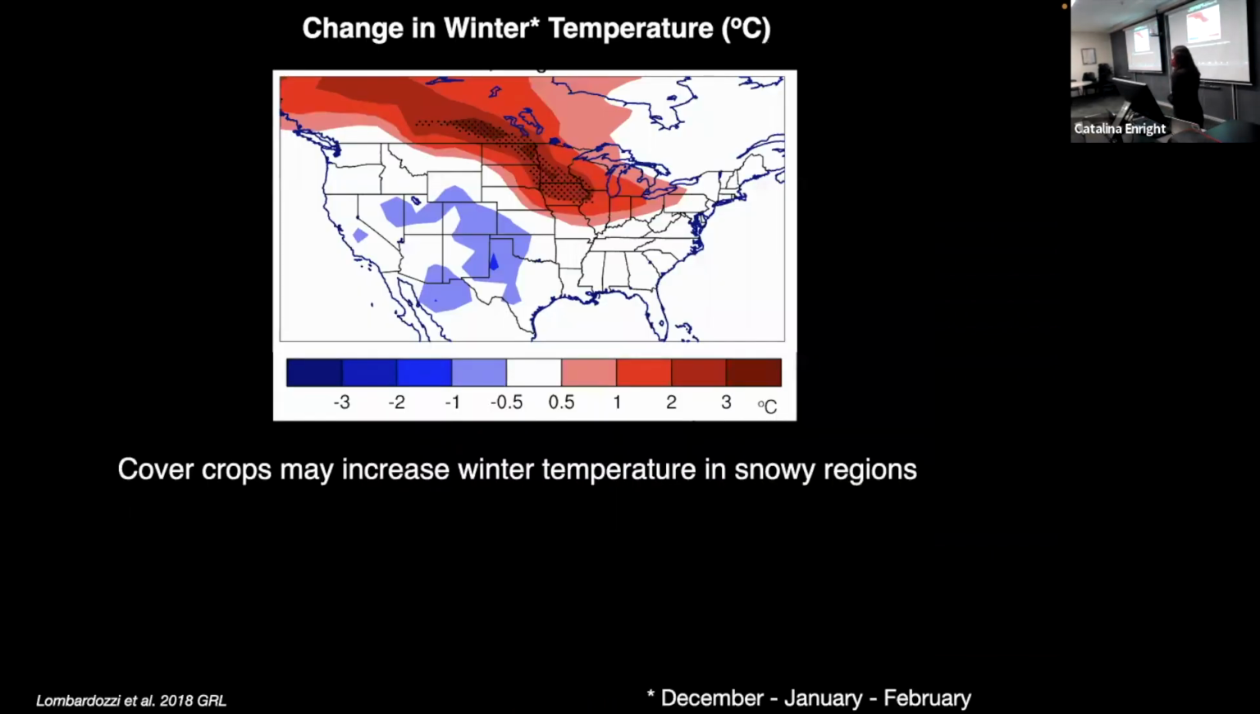And what I found is that there is significant winter warming in snow-covered regions. So cover crops may increase these winter temperatures in snowy regions. This is up to a 3 or 3.5 degree increase in some regions. The stippling shows you the statistical significance, so that's where there's a statistically significant increase in temperature. This is equivalent to about a 5.5 to 6 degree Fahrenheit increase in wintertime temperatures. So it is definitely a decent amount of warming.